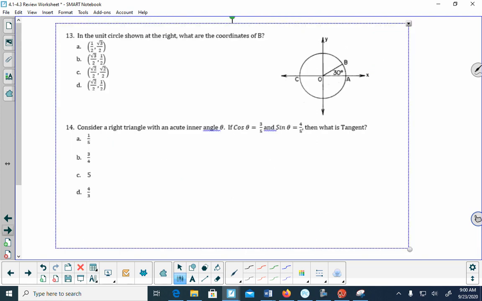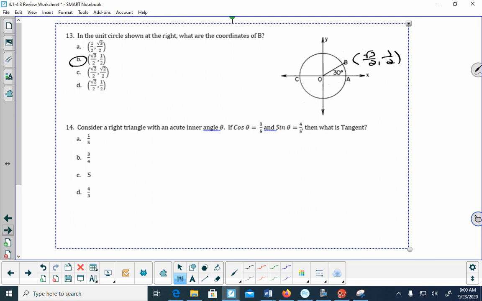Number 13, in a unit circle shown at the right, what are the coordinates of B? So they're telling you that this is 30 degrees. The ordered pair that goes with 30 degrees is the square root of 3 over 2, 1/2. First quadrant, everything's positive. So the one that corresponds to that is going to be the letter B, and that would be the correct choice.